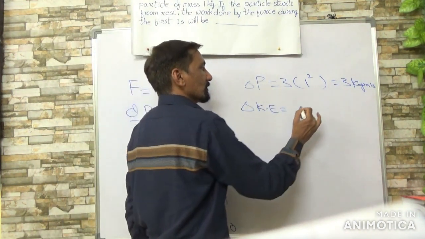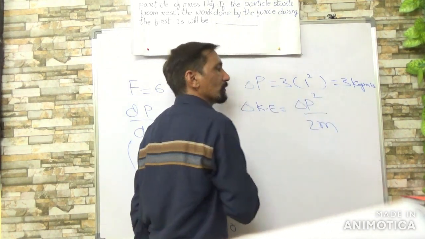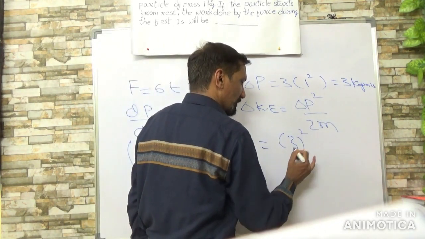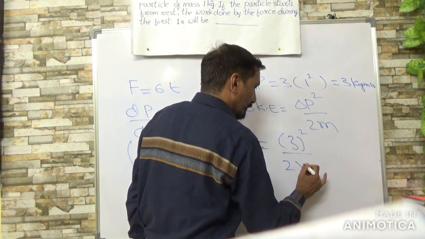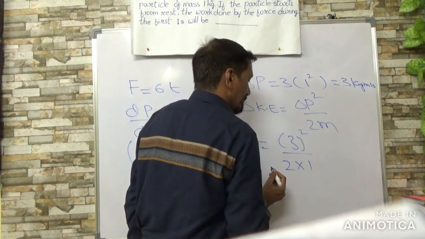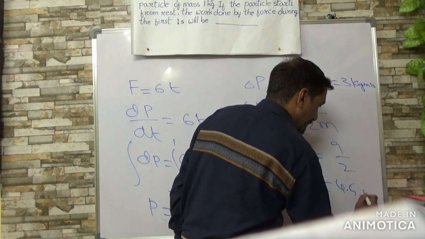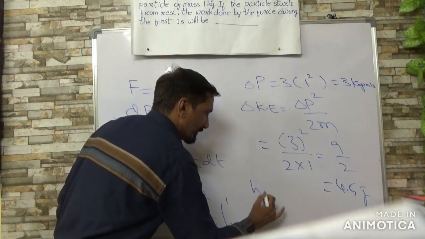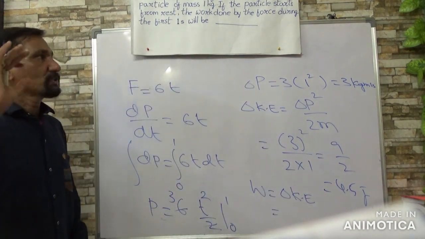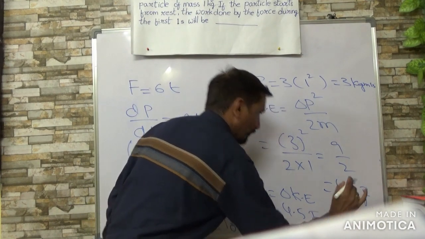Kinetic energy is equal to P square by 2m, so 3 whole square by 2 into mass of the body. Here mass of the body is 1 kg, so that is why 9 by 2, nothing but 4.5 joule. So work done is equal to change in kinetic energy. So work done during the first second is 4.5 joule.